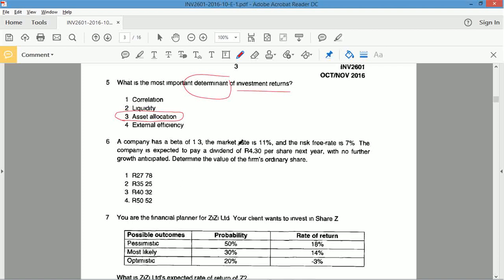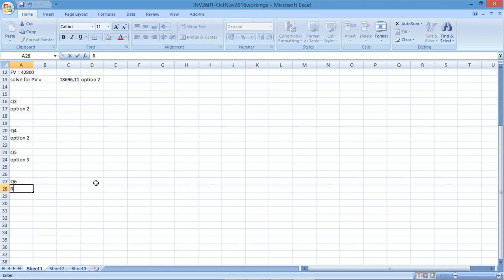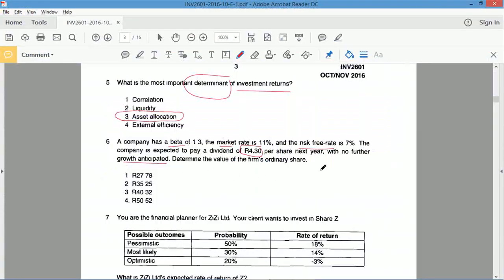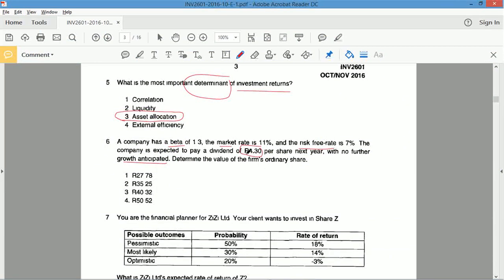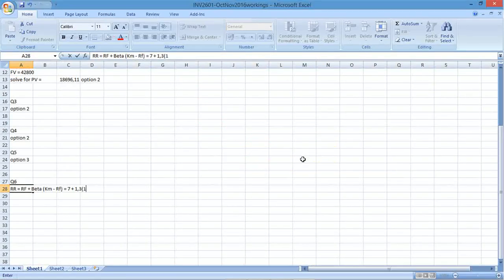If a company has a beta, market rate and risk-free rate, and is expected to pay a dividend with no further growth anticipated, determine the value of the firm's ordinary share. When I see beta, market return, and risk-free, I know that's CAPM. So do the CAPM calculation for required return. Required return is risk-free plus beta, brackets, the market return minus the risk-free. Risk-free in this question was 7. Beta was 1.3. So 7 plus 1.3, multiplied by the market rate of 11% minus 7, close brackets, equals.